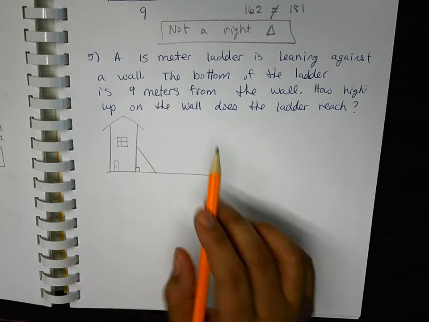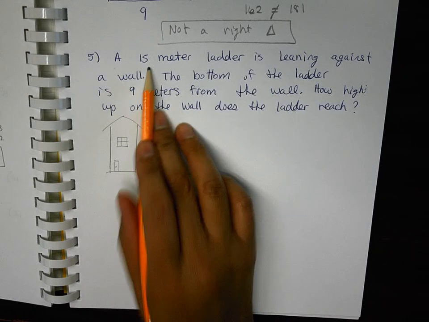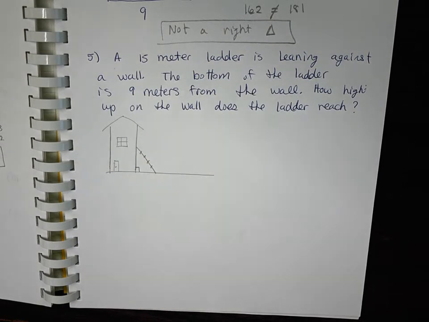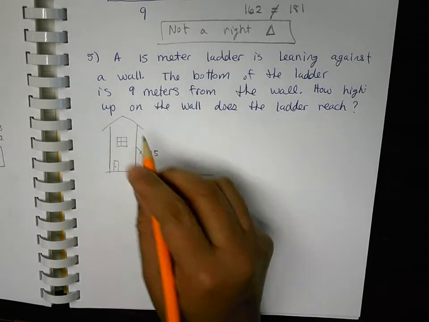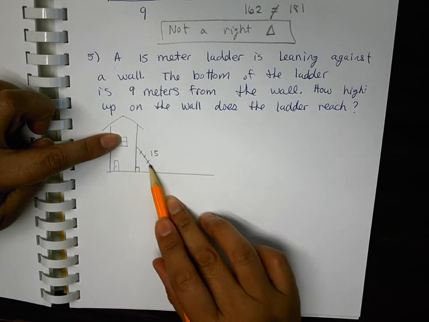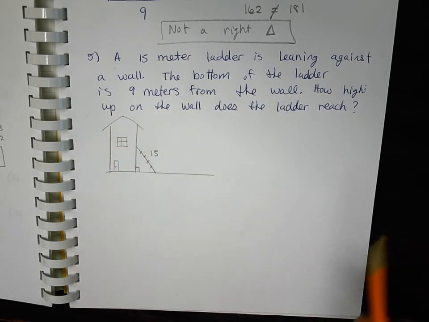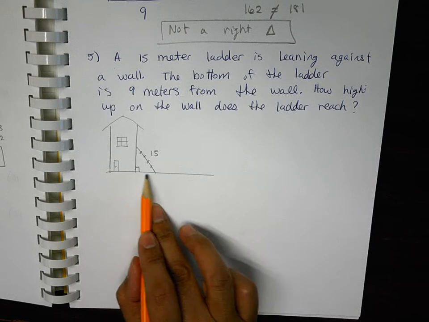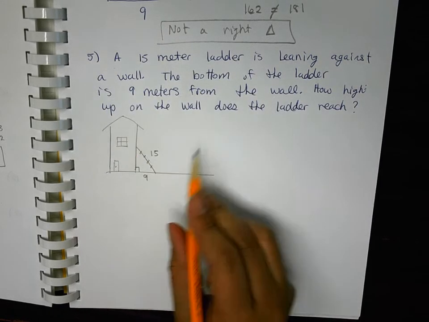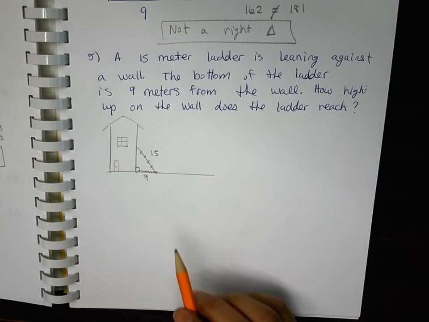All right, we have some numbers here. The bottom of the ladder is 9 meters from the wall. Oh, where does the 15 go? You're right, on the what? Hypotenuse. Why? Because the ladder is 15 meters long. So do you guys agree this is the ladder here? Yes? All right. The bottom of the ladder is 9 meters from the wall. Where does the 9 go? On the base or the height? Base. Because it says the bottom of the ladder, this is the bottom of the ladder, is 9 meters from the wall. Do you guys see that?